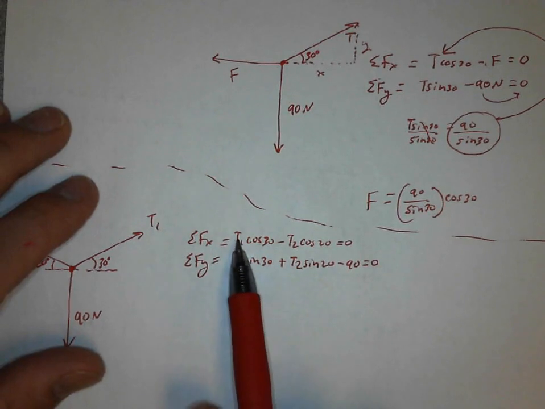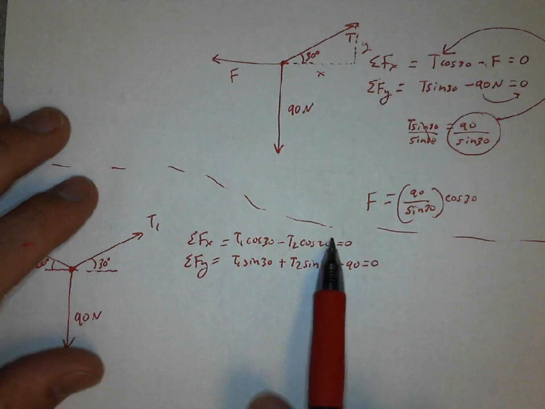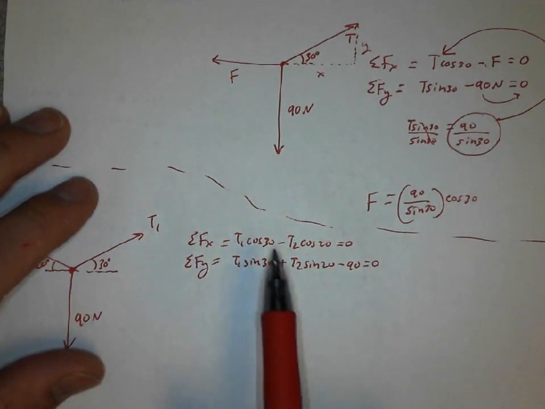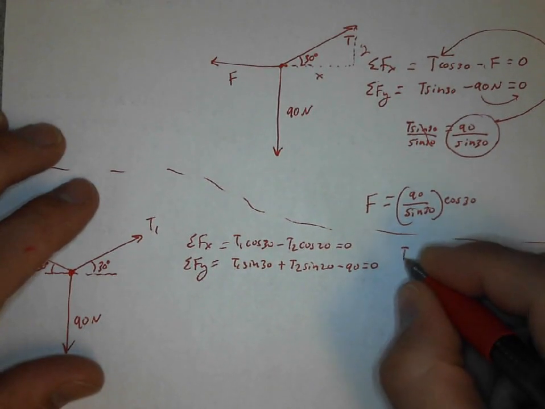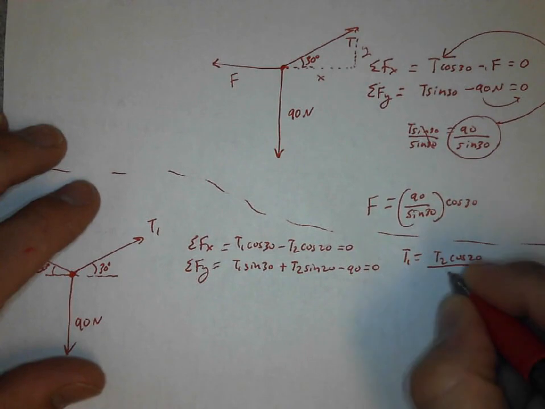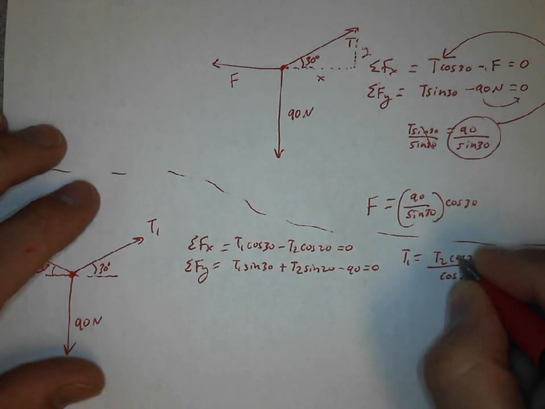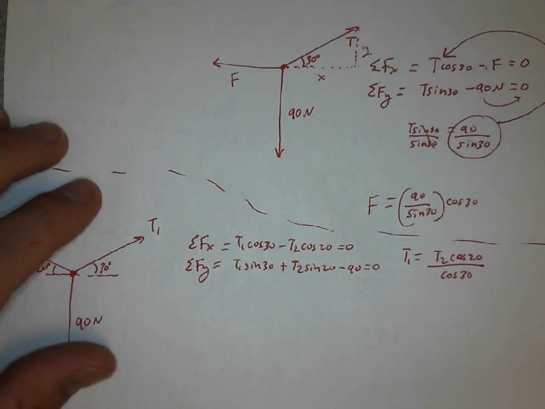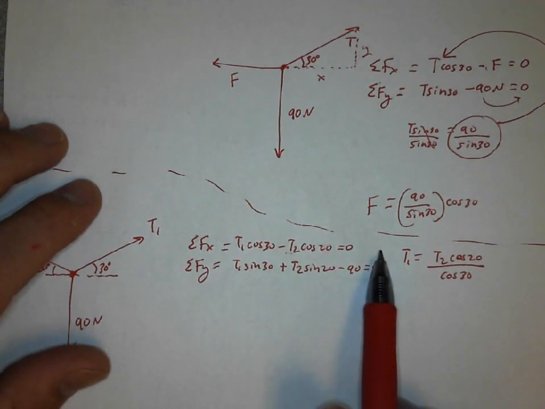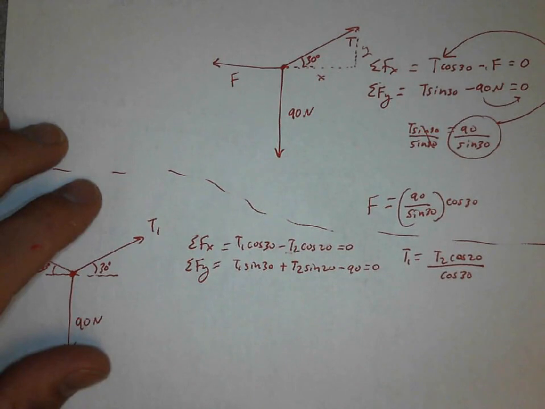So here, I'm going to solve for T1. I'm going to take this whole part right here, T2 cosine 20, add it to the other side and then divide the cosine 30 over. So T1 is equal to T2 cosine 20 divided by cosine 30. Once again, I took this whole chunk, added it to the other side, and then divided by cosine 30.